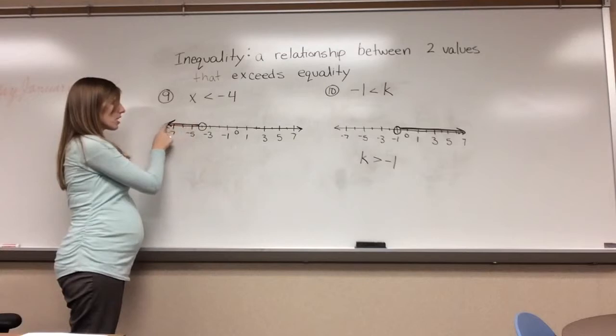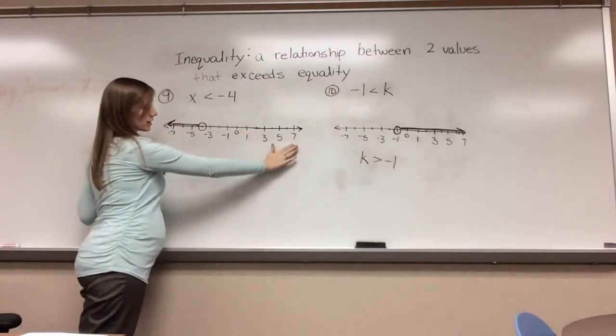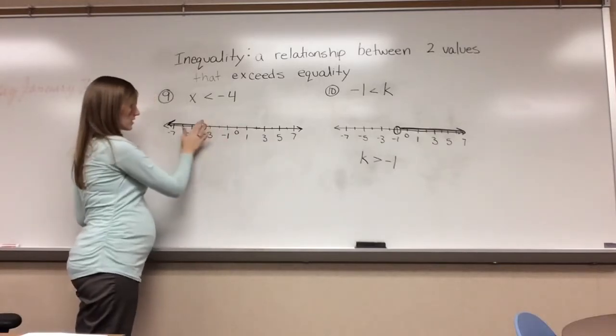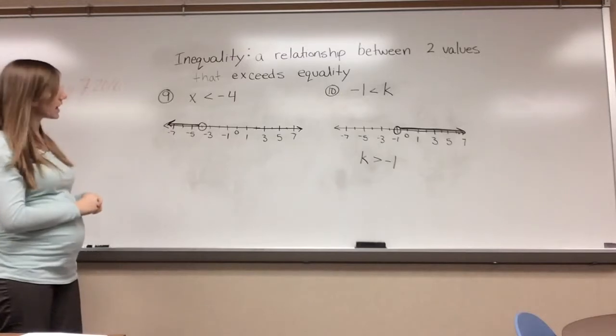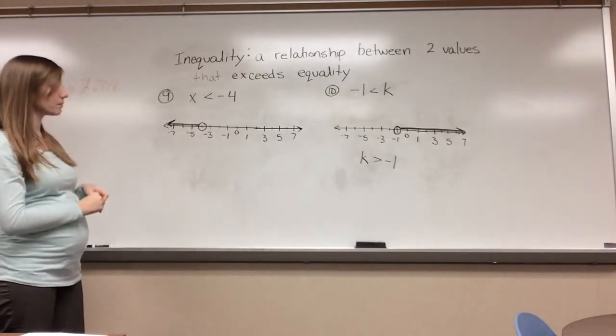Now the smaller numbers are off to the left side, smaller negatives. Remember, bigger numbers like positives are off on the right, so I want my arrow to go off to the left side for number 9. And that should be your graph for problem number 9.